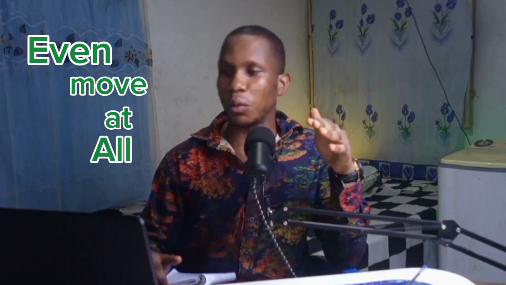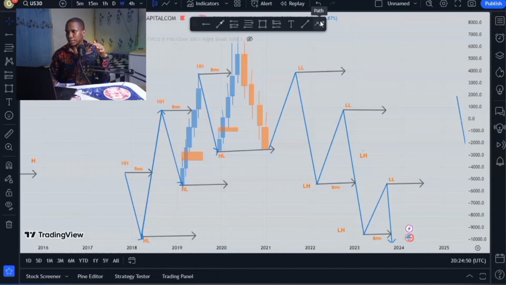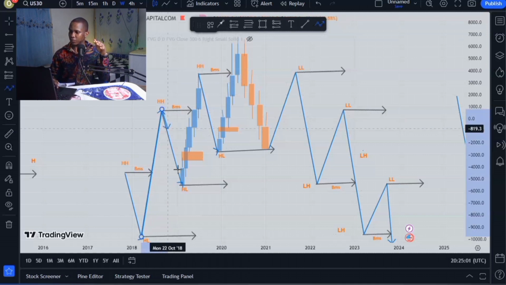I'm here today to teach you the concept of a fair value gap. So how does the market even move at all? We see that the market moves from a discounted level to a premium level, and once it gets to a premium level, it immediately starts seeking a discounted level, and once it gets to a discounted level, it starts seeking a premium level, which we can otherwise call a correction and an impulsive move.